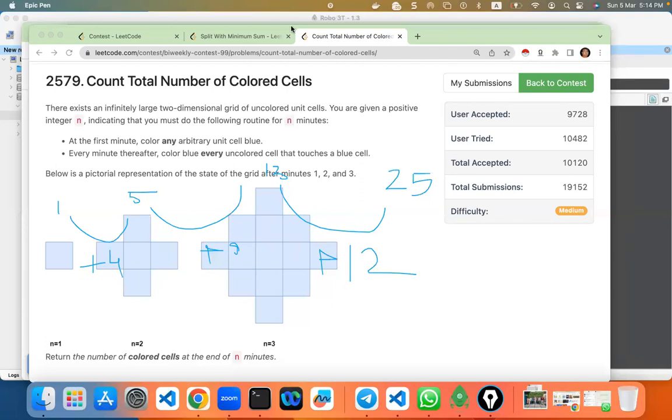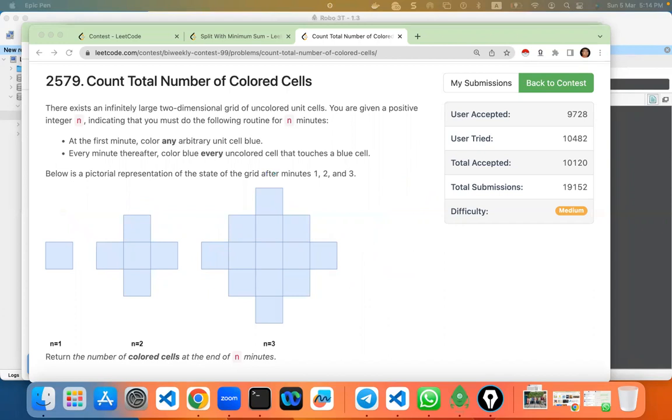Yes, because I saw the constraint. Running a loop for n times will not make the deal, because n is large. So Piyush is suggesting to derive a formula and solve it in big O of one.